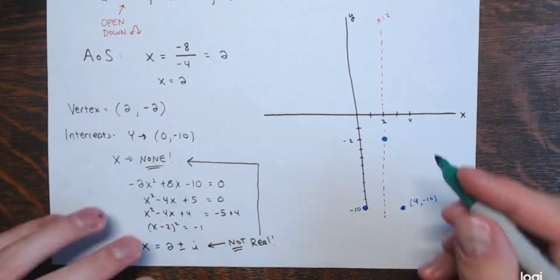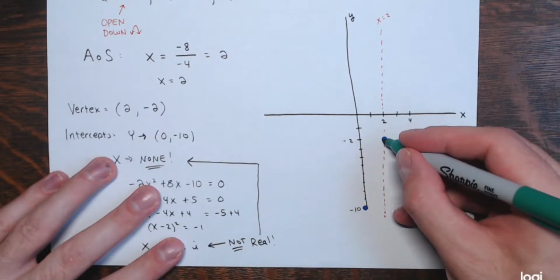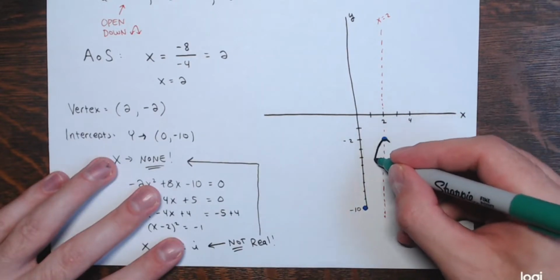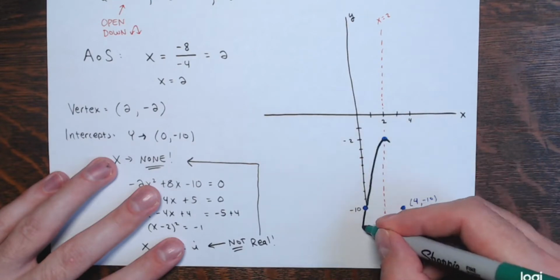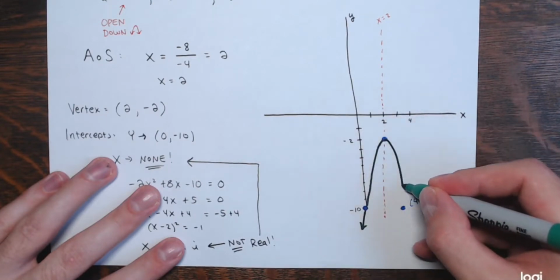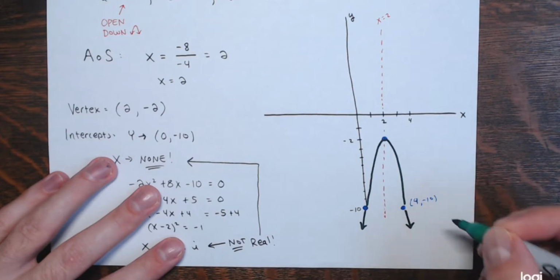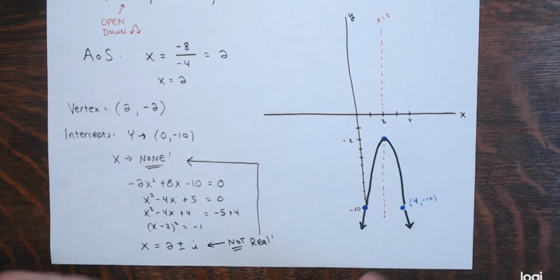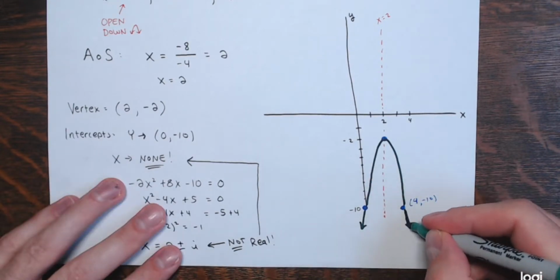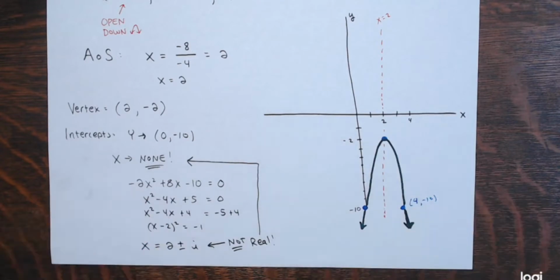And now I graph it. Again, not pointy at the top. Have it go through these points and continue on, and try to make it look symmetrical. That was a bad turn. But yeah, so there's a rough sketch of our parabola.